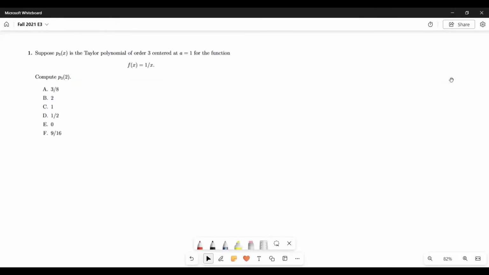Okay, this question asks, suppose P3(x) is a Taylor polynomial of order 3 centered at a equals 1, and compute P3(2). So, it's a Taylor polynomial, and we know that f(x) is 1 over x, which you can write as x to the negative 1.